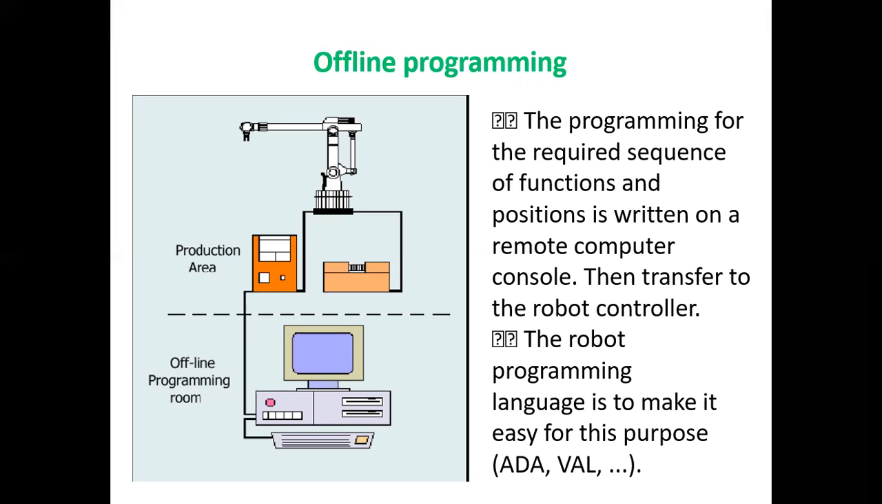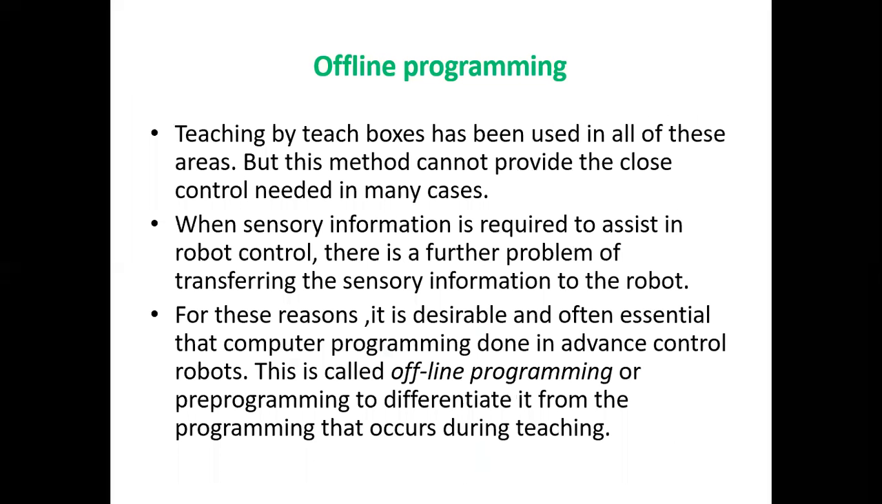The program for the required sequence of functions and positions is written on a remote computer console, then transferred to the robot controller. Robot programming languages make it easy for this purpose. Different languages are used for offline programming. The production area may be somewhere else. Using this concept, we can control the robot from any area. So these are the advantages of offline programming.